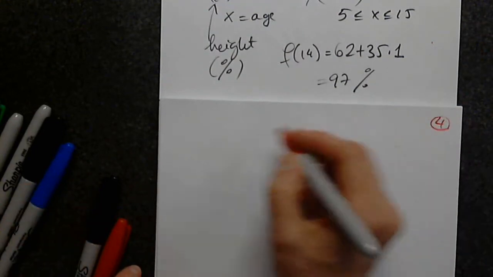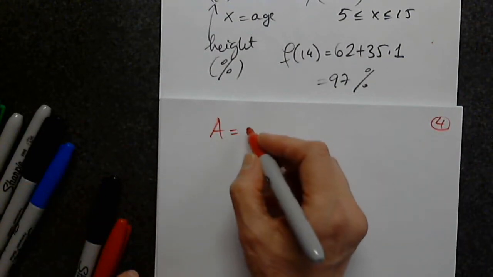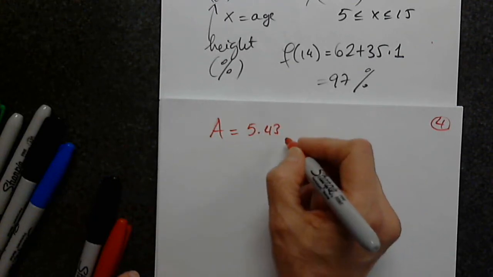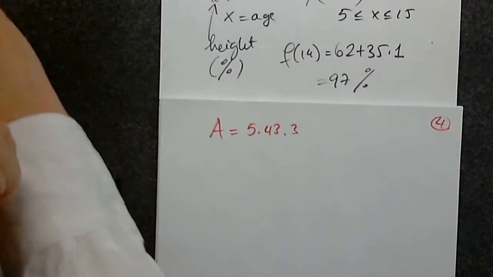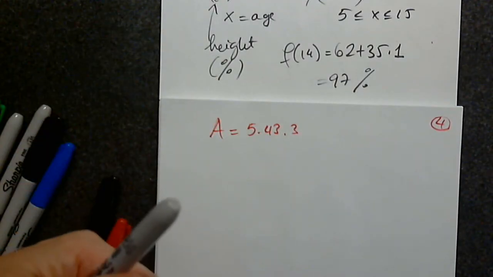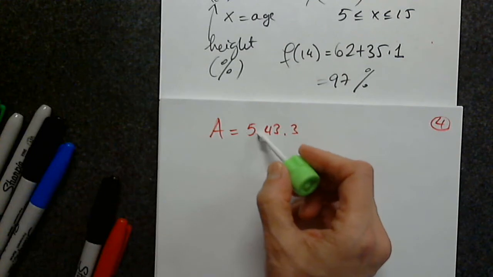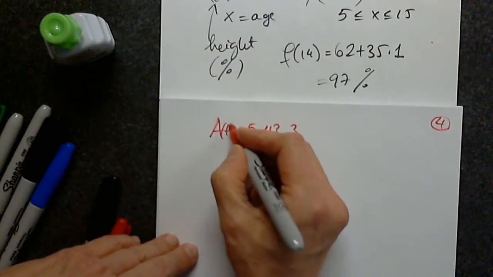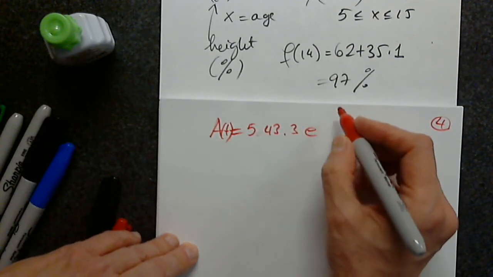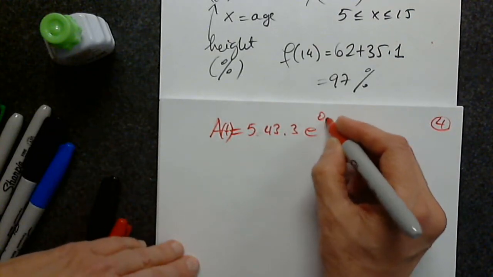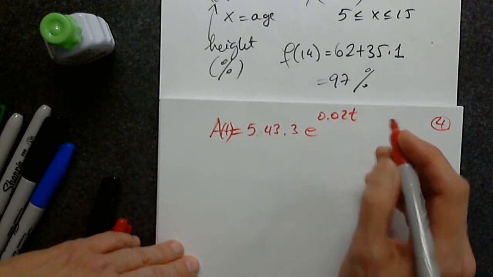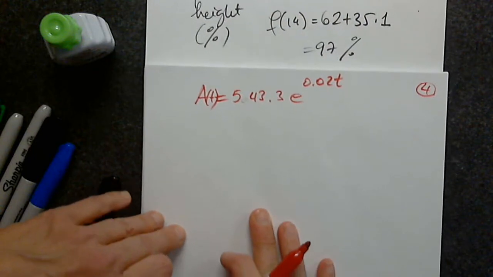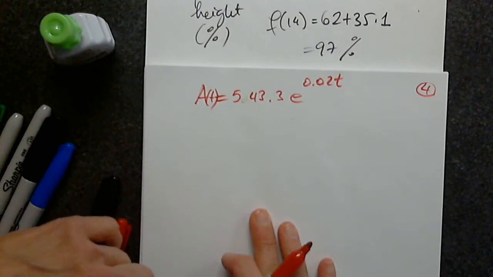A equals 543.3, and then e to the 0.02t. So then this is A of t actually: 543.3 e to the 0.02t. Good, perfect. What are we asked to do? Determine when the population of the country will be 733 million.